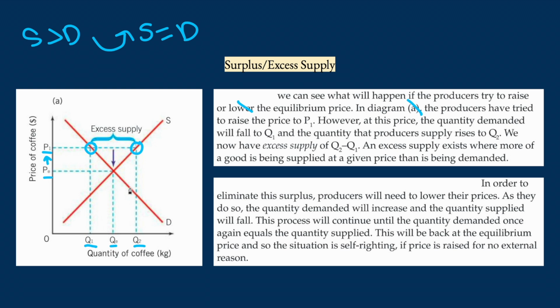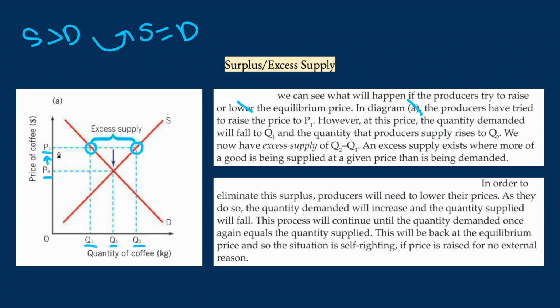So if you write an analysis about this, say there is excess supply or surplus between this value and this value. And for definitions, obviously write this one down too. An excess supply exists where more of a good is being supplied at a given price than is being demanded.